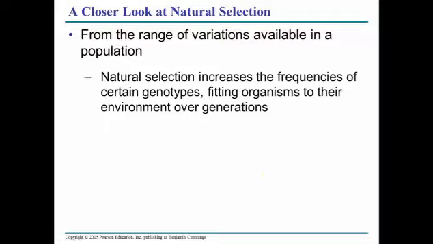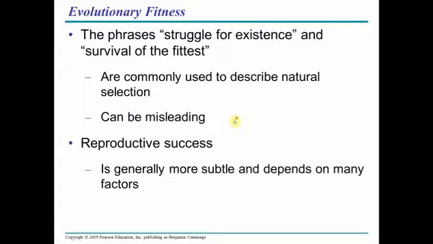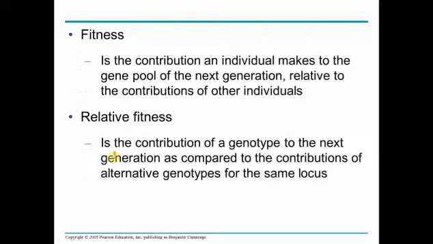So natural selection will increase the frequency of certain genotypes because they're better fit for their environment, enabling them to reproduce. Some people call this survival of the fittest or struggle for existence. Those are pretty typical. They can be misleading because it's not about who survives, it's not about who exists, it's about who can reproduce, reproductive success. So we like to describe this in terms of reproductive success.